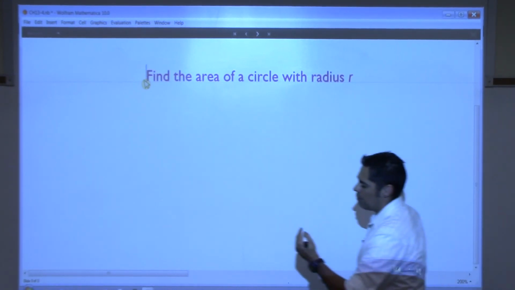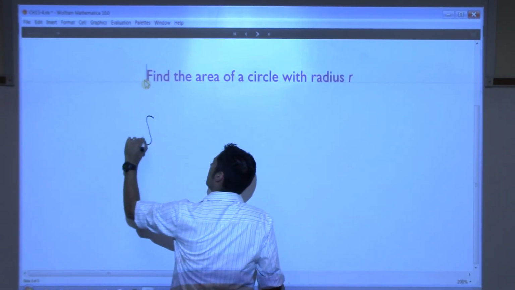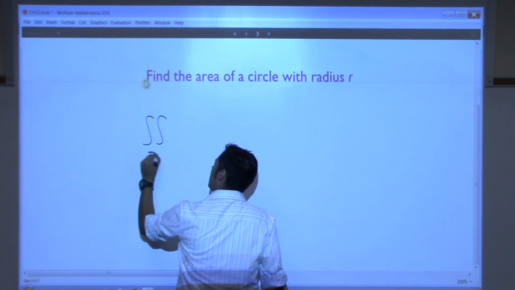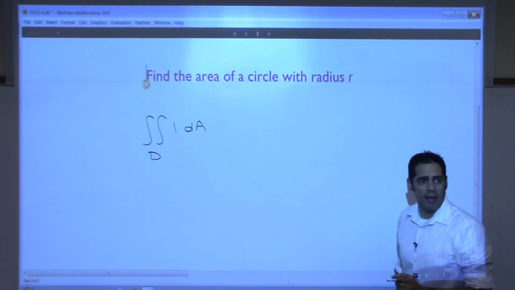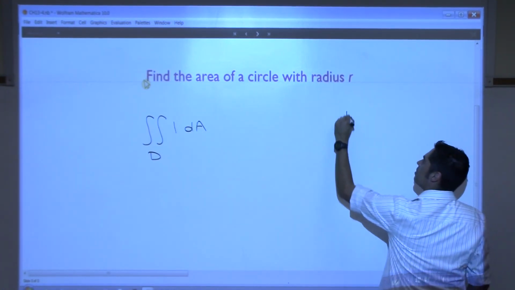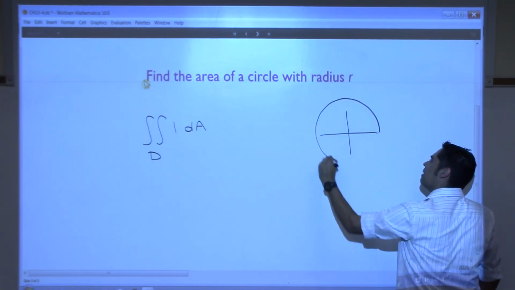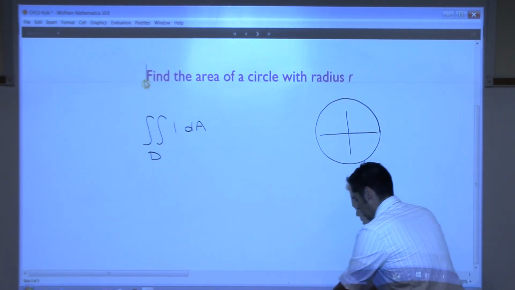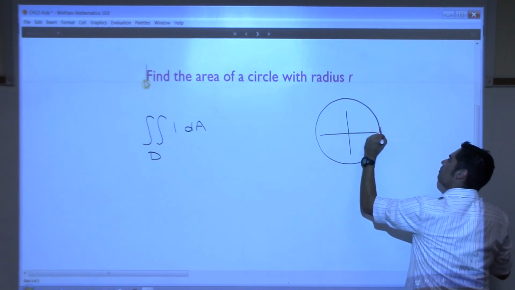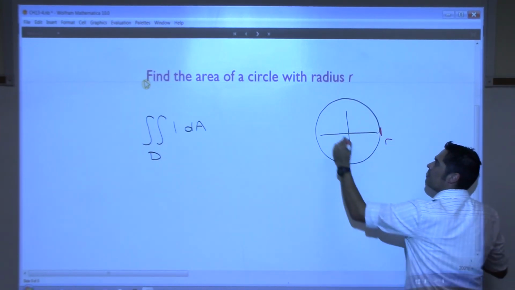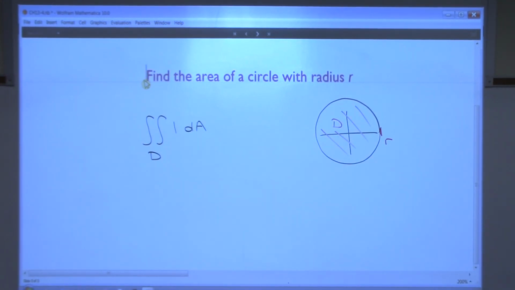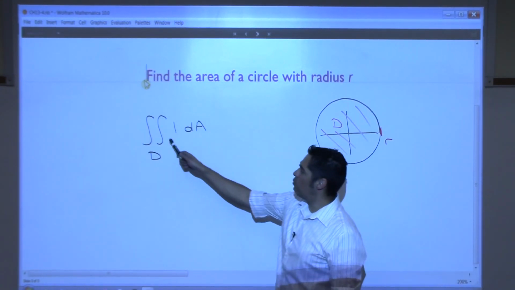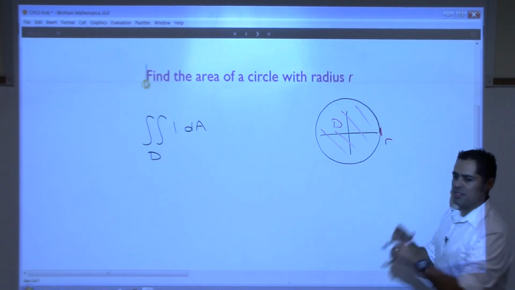Well, do we agree with this? It'll be the double integral over D of 1 dA. Do you agree with that? Where D is the region bounded by this circle. This is radius r, right? This in here is my region D. Now we all know the answer is pi r squared. I'm asking you to show it's pi r squared, right? But do you agree with that? That double integral over D of 1 dA right there is the answer I'm looking for.